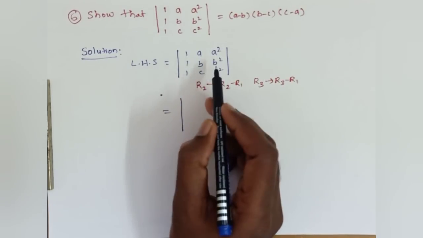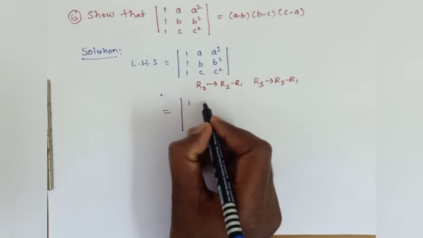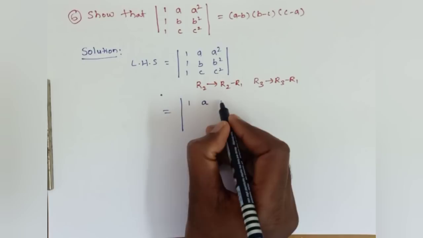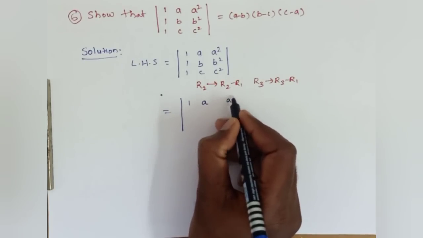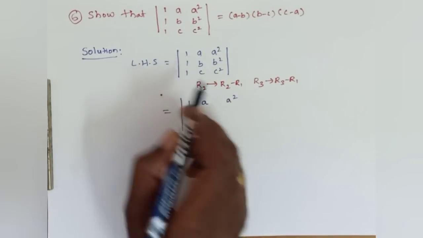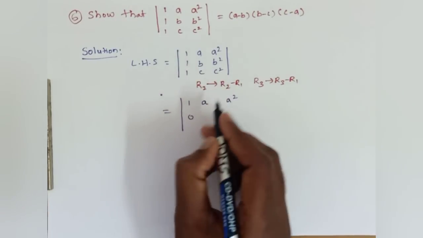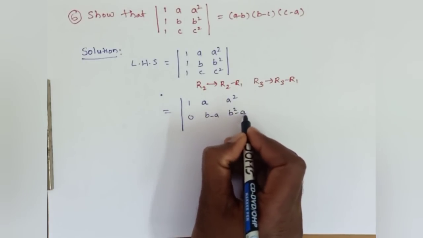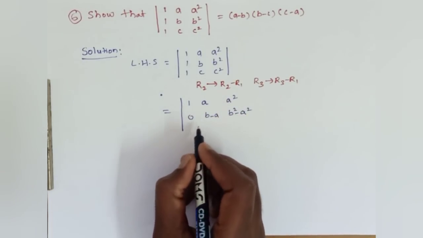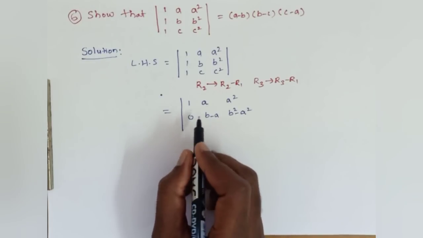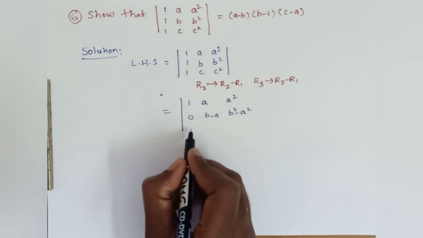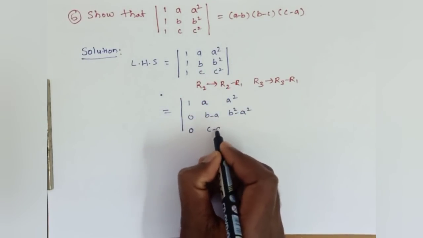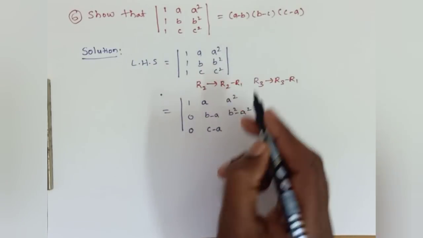is there any change in row 1? No, row 1 is as it is, since we are applying the operation only to the second and third rows, so it is 1 1 1. Now row 2 is 0, b minus a, b square minus a square. Next row 3 is row 3 minus row 1, so it is 0, c minus a, c square minus a square.